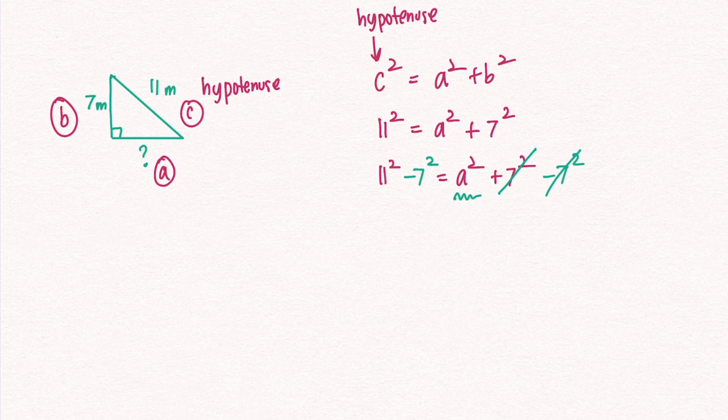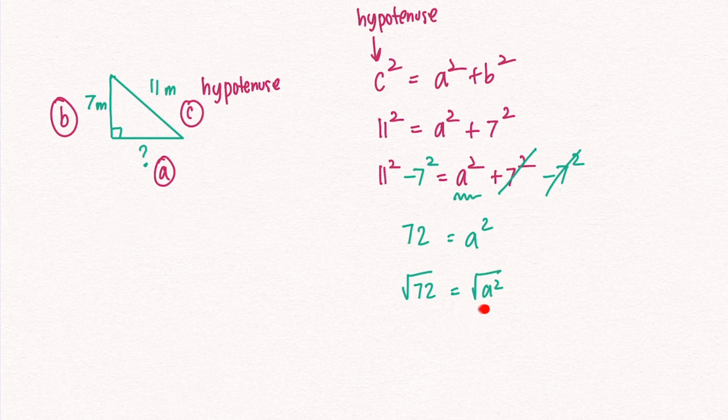On the left, I have 11 squared minus 7 squared. And if you were to use a calculator to check, that equals 72. So write 72, and that equals A squared. I'm looking for A, so I need to square root both sides.